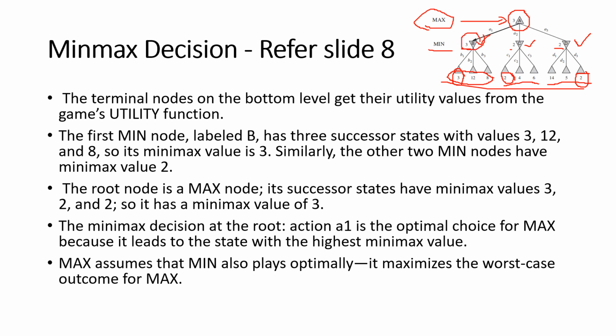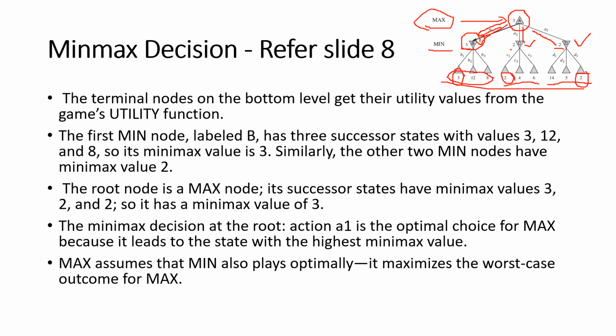Here we will see the min-max decision at the root. At node A, action A1 leads to value 3, A2 leads to value 2, and A3 leads to the value 2. So action A1 is the optimal choice for max. We already discussed that it will choose the maximum value, so the A1 action is chosen. The min-max decision at the root selects the action with the highest min-max value.